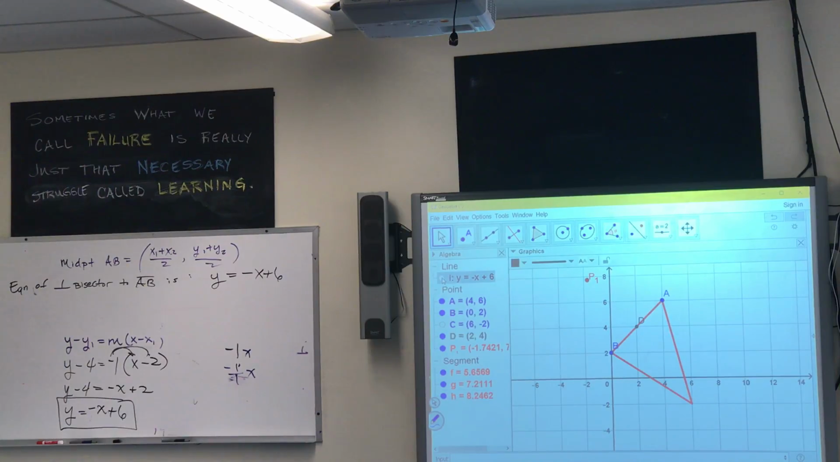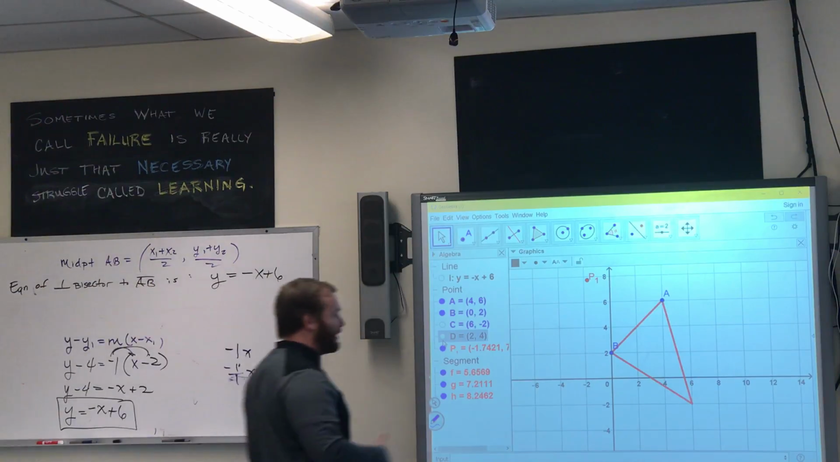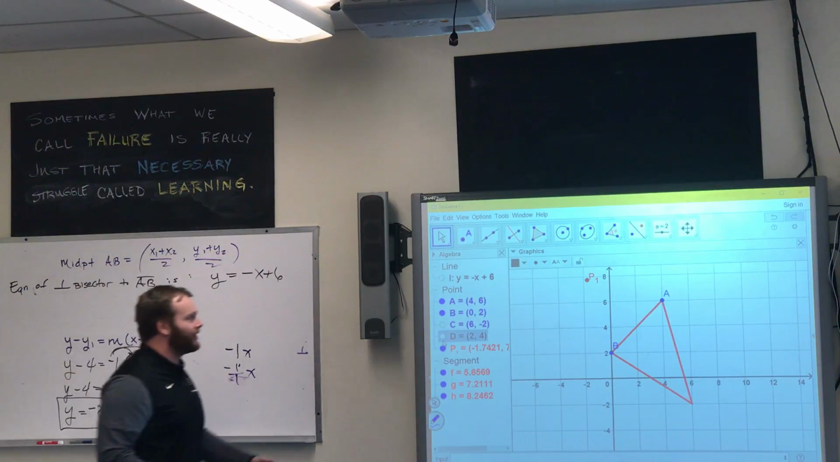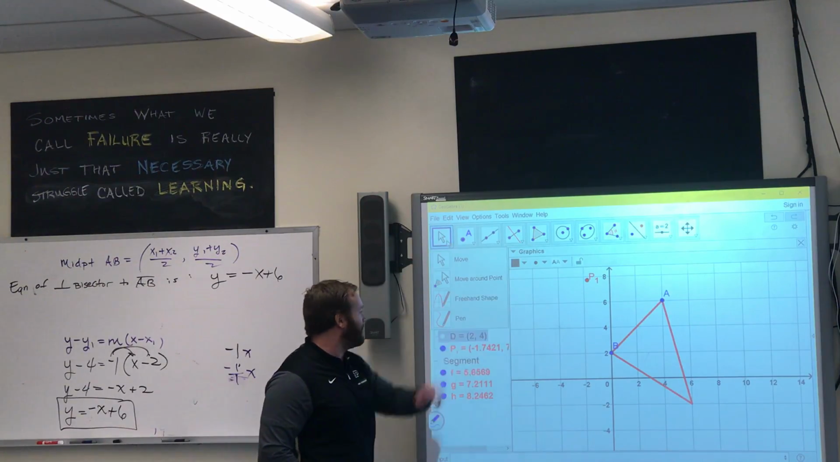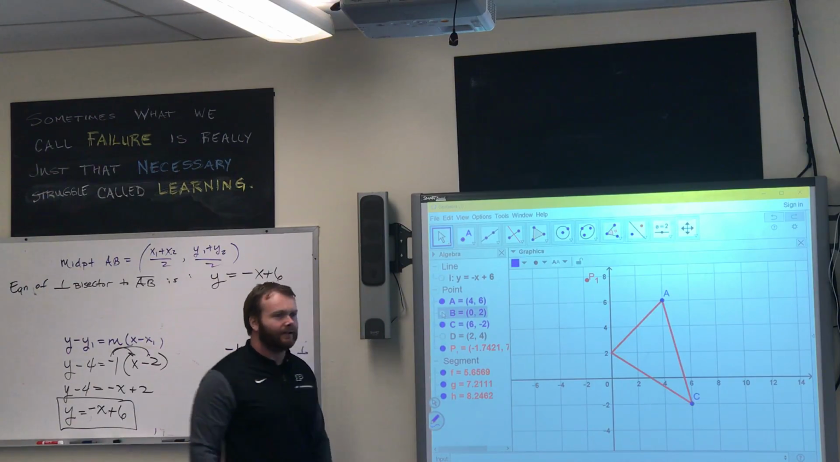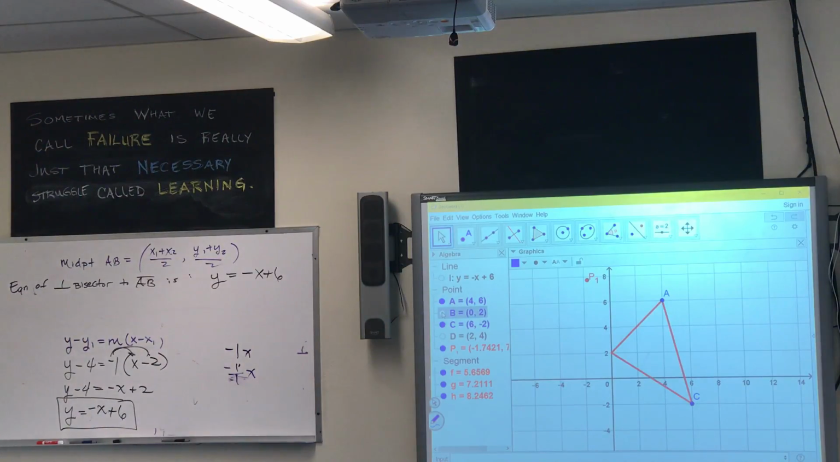I'm going to hide all that stuff, just because it gets really cluttered trying to explain what we're doing next. If you're able to find the perpendicular bisector of AB and find that equation, then you're home free on the rest of this problem, because all we do is that exact same procedure again, but now instead of AB, let's look at segment AC. We'll find the midpoint of segment AC, we'll find the slope of AC, and then we'll write an equation for the line perpendicular to AC. Does that make sense?